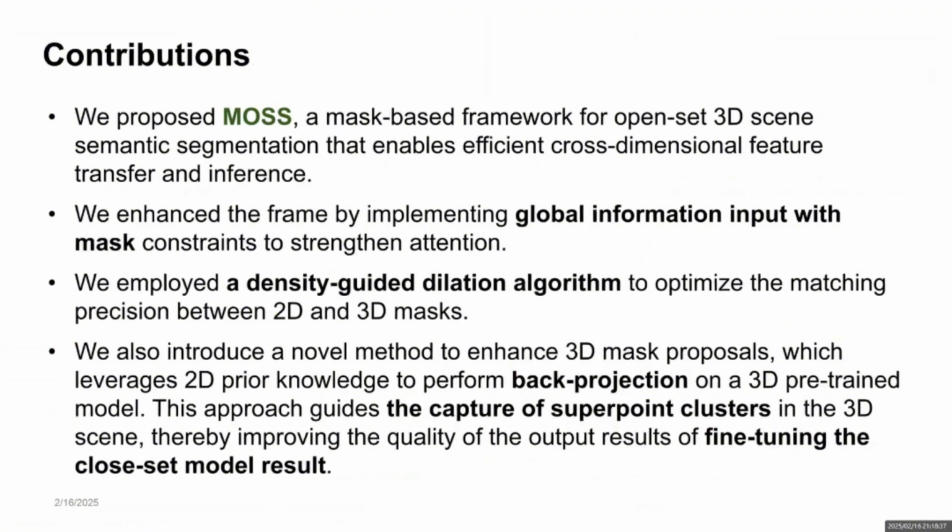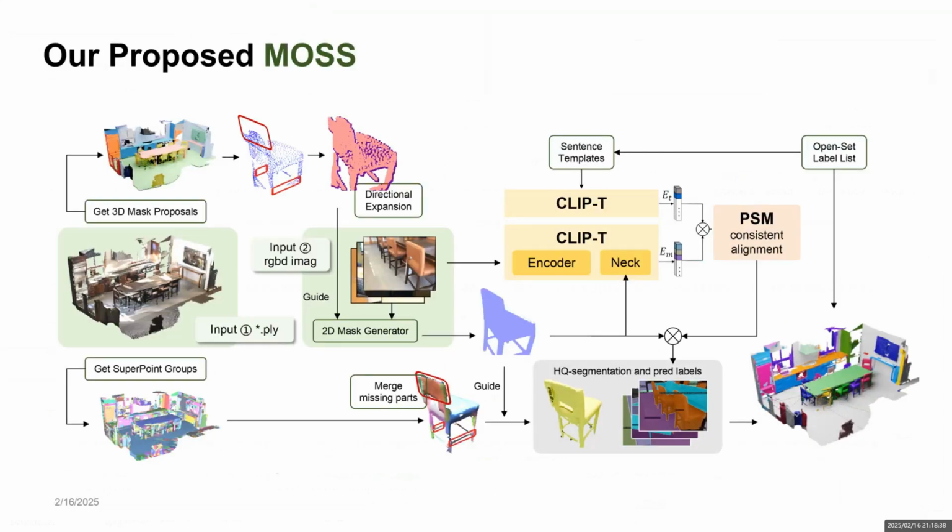Then we enhanced the framework by using global information and masked constraints to strengthen regional attention, and employing a density-guided dilation algorithm to optimize the matching precision between 2D and 3D masks. We also introduced a novel method to enhance 3D mask proposals from the closed-set model using 2D prior knowledge to perform back projection. This approach guides the capture of superpoint clusters in the 3D scene, thereby improving the quality of the 3D mask proposal outputs. Here is the pipeline figure. Now we introduce our approach in the order of the contributions outlined.